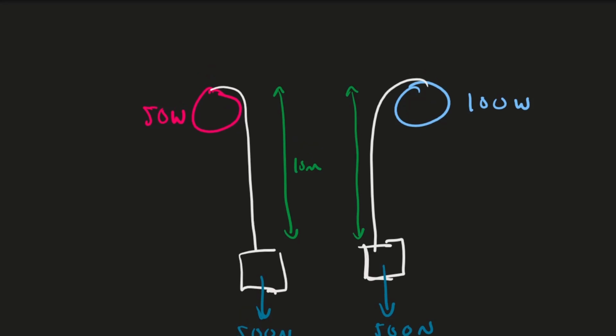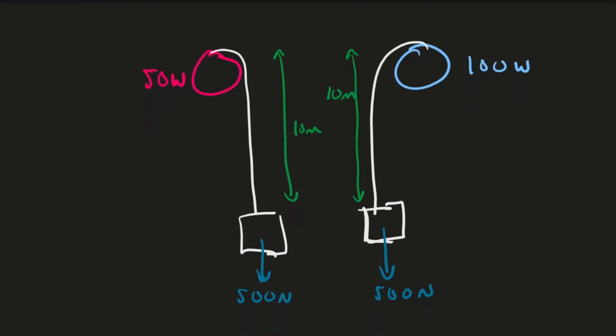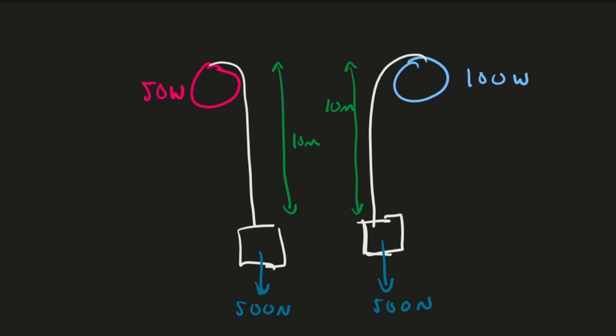Now to pull this weight up a height of 10 meters, it requires the same amount of energy. So this 500 newton weight up a height of 10 meters, it will actually gain some gravitational potential energy. That's the energy that will be needed to lift it. So I'll leave that for you guys to work out in the comments. But essentially the idea is that with both motors, they need to transfer the same amount of energy. But the difference is that one has a power rating of double the other.